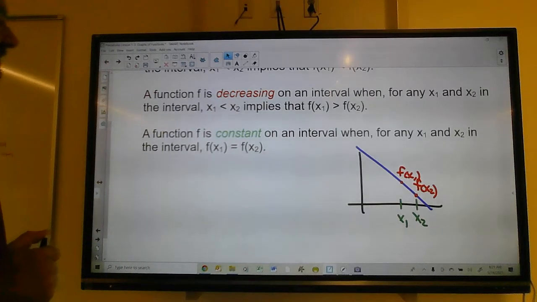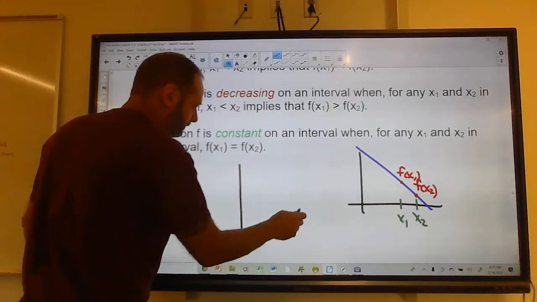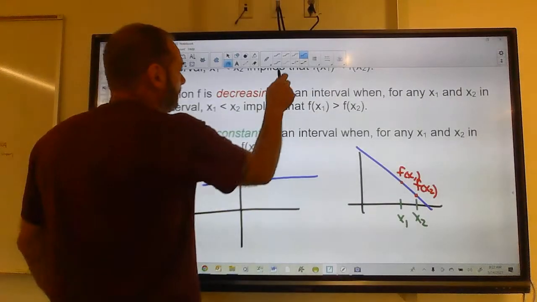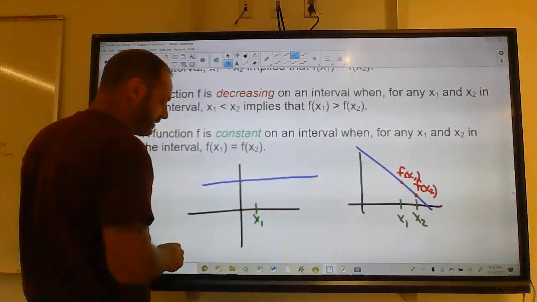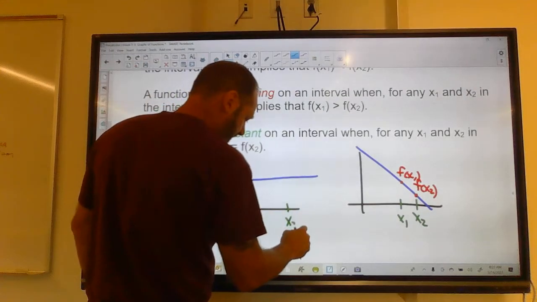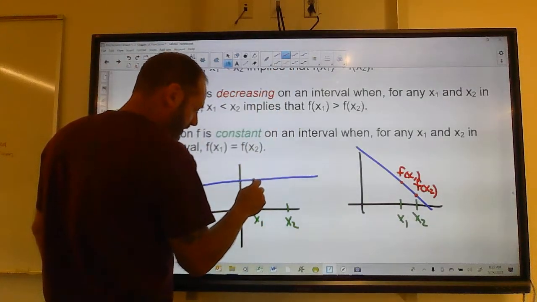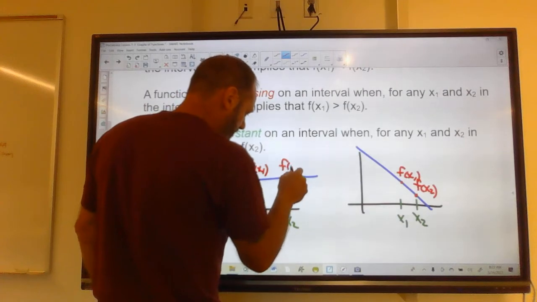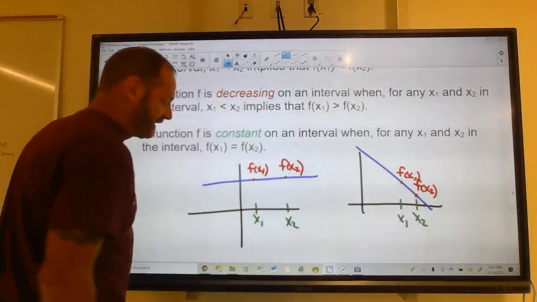Okay, so a function f is constant on an interval when for any x1 and x2 in the interval f of x1 is equal to f of x2. So we can draw that as well. Okay, a constant function looks like this. It's a horizontal line. Okay, and here's x1. Here's x2. It doesn't really matter where they are on the graph. I can mix them up, put them anywhere they want. But f of x1 is equal to f of x2. So it doesn't matter where I slide this. This will always stay on that line and always be equal.